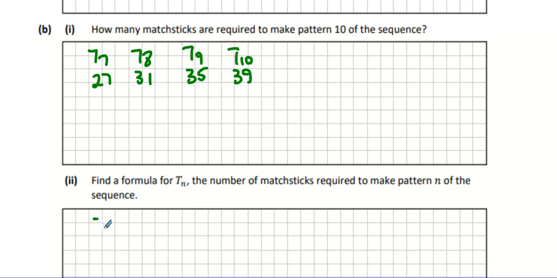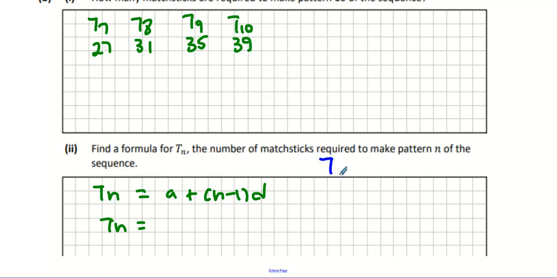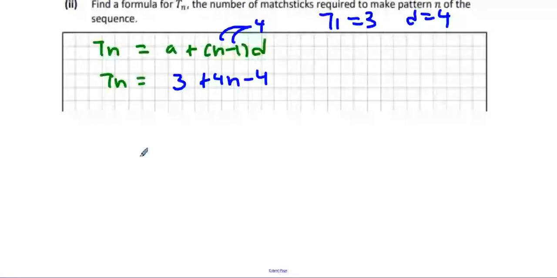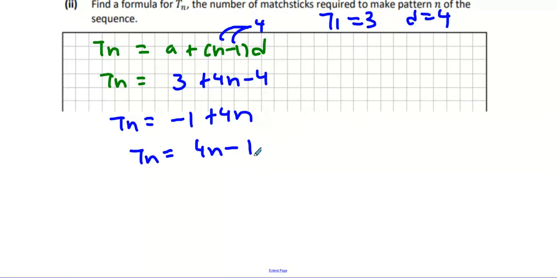It's an arithmetic sequence, which means I can use the arithmetic formula, which is A plus (n minus 1) times D. For Tn, our A value is T1, which is 3, and our D value is 4. So we get 3 plus (n minus 1) times 4, which gives 4n minus 4, and then Tn equals 3 take away 4, which is minus 1, so Tn equals 4n minus 1.